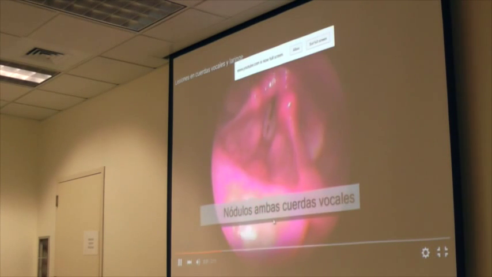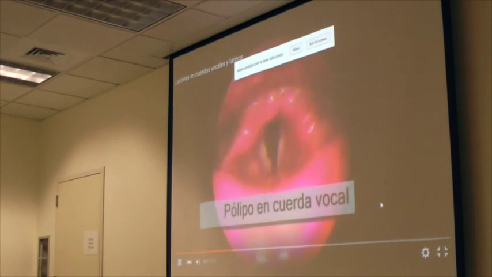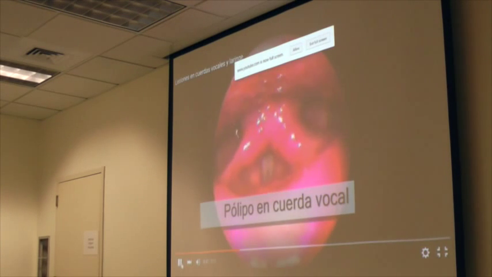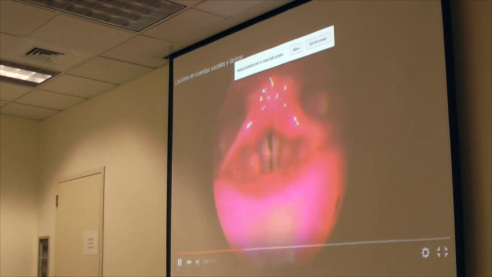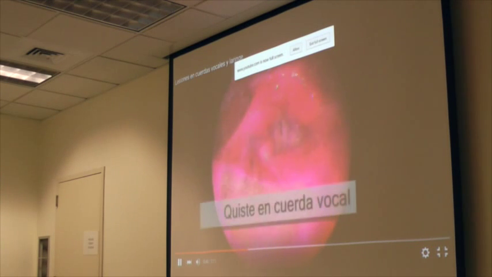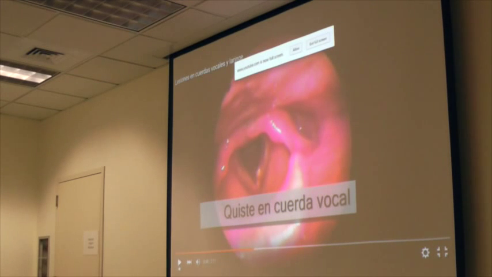And I don't know Spanish, so I have no idea what this is saying. Can anybody interpret for us? That says polyp of the vocal cord. Oh, okay. So this growth right here must be the polyp? Yes. All right. Somebody like that is going to have a hard time with speech. Okay, what is this? Cyst. Yeah. A cyst on the vocal cords?